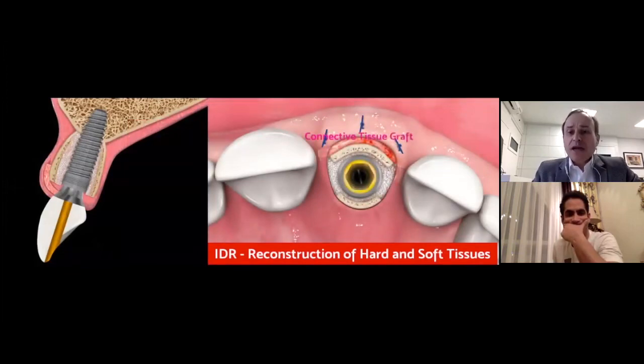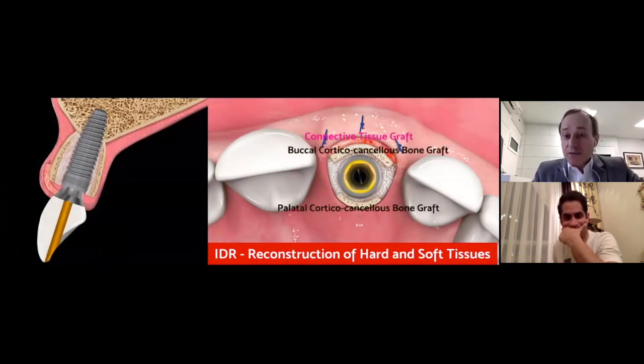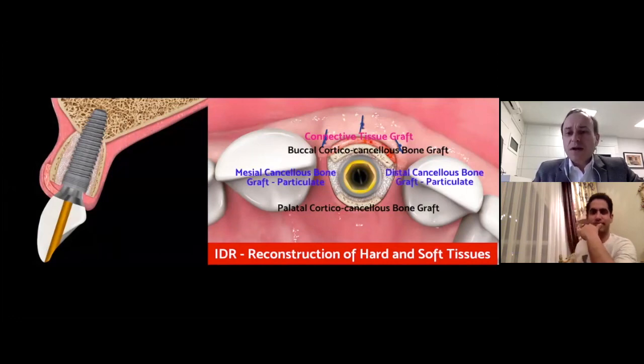We use connective tissue graft at the buccal aspect, the buccal cortical cancellous bone graft plus the palatal cortical cancellous bone graft to restore the buccal and the palatal aspect, and the mesial cancellous bone graft only particulate bone, and the distal cancellous bone graft only particulate bone to restore the mesial and the distal bone ridges.